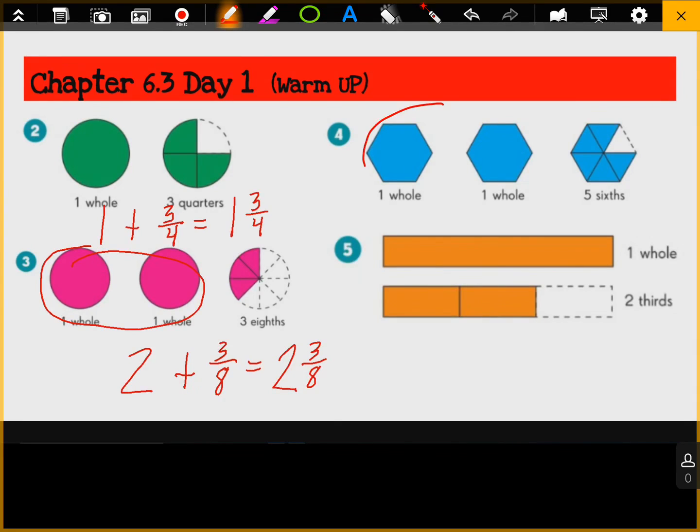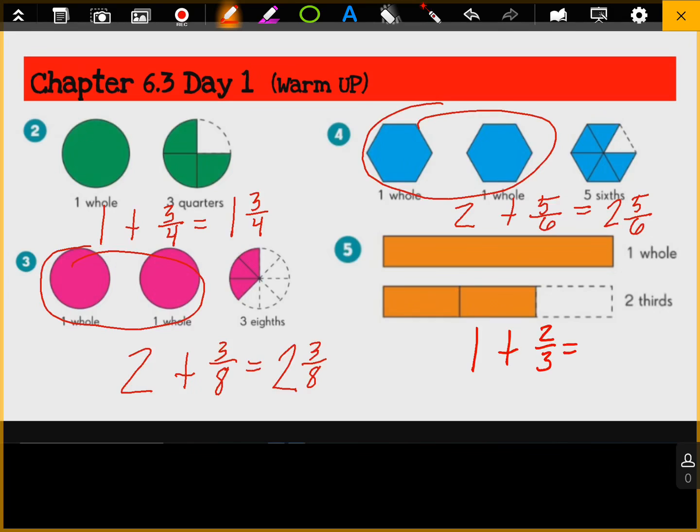Number 4. There are 2 wholes and the fraction 5/6. That creates the mixed number 2 and 5/6. And number 5. 1 whole and 2/3 more is the mixed number 1 and 2/3.